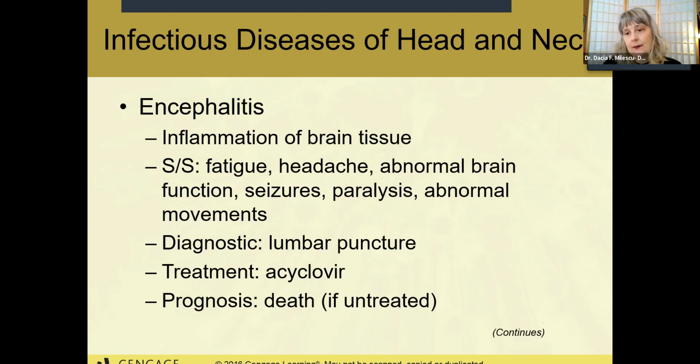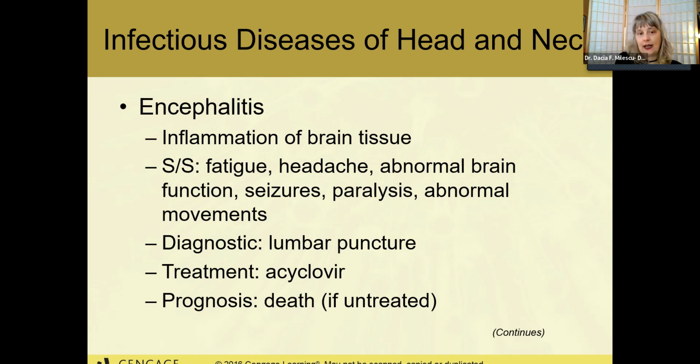Encephalitis is, unlike meningitis, just inflammation of the brain tissue. Meningitis covers it all, right? So brain and spinal cord. Encephalitis is inflammation of the brain tissue. The signs and symptoms will be fatigue, headache, very similar. Abnormal brain function, so that's pretty much one of the main things that you will notice. And if it gets really severe, seizures, paralysis, and abnormal movements.